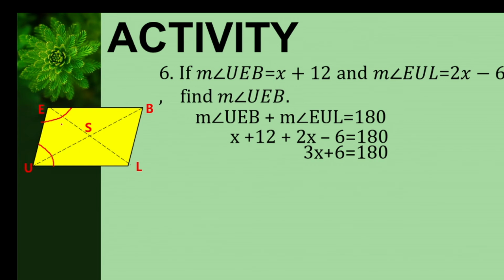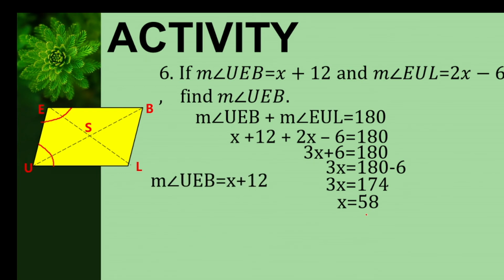Simplifying further, by transposing positive 6 to the other side of the equation, therefore we have 3x is equal to 180 minus 6, we have 3x is equal to 174. Dividing both sides to solve for x, therefore we have 58. We are going to make use of this value, 58, in order for us to identify the measure of angle UEB, which is x plus 12. So replacing x by 58, we have 58 plus 12, the measure of angle UEB is equal to 70 degrees.